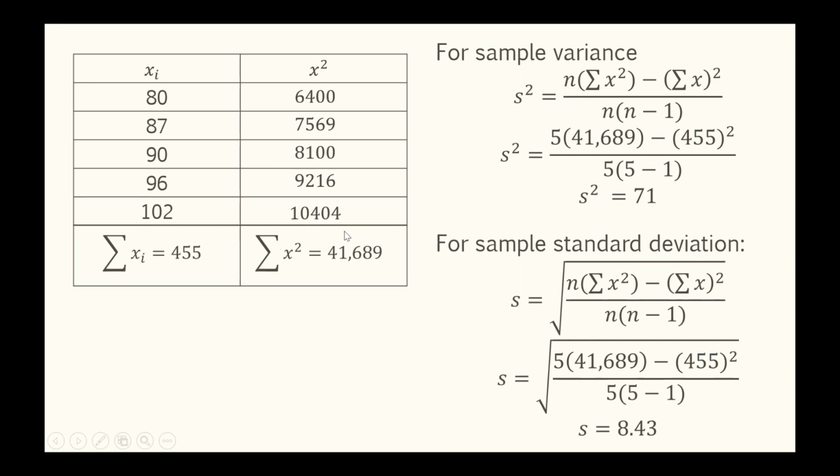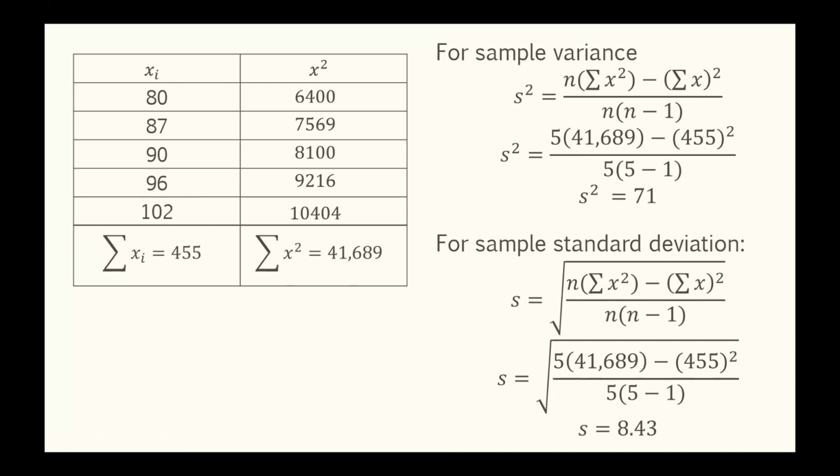So the total of the second column is 41,689. Using the formula number 2, all you have to do is to substitute the computed values given in the table. So n is 5 multiplied to the summation of x squared, that is 41,689, yung galing sa total sa column number 2, minus the summation of x, which is from the first column, that is 455, and then you're going to square that. All over 5 multiplied to the quantity 5 minus 1.